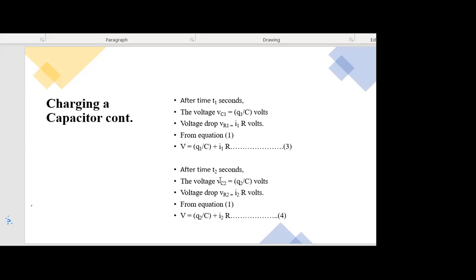Then after more time, at time T2 seconds, the capacitor will continue charging. So the charge will increase and we shall get Q2 over the capacitance. Then the voltage drop VR2 will be equal to I2 times R. Then you substitute in equation 1, and we get that equation.